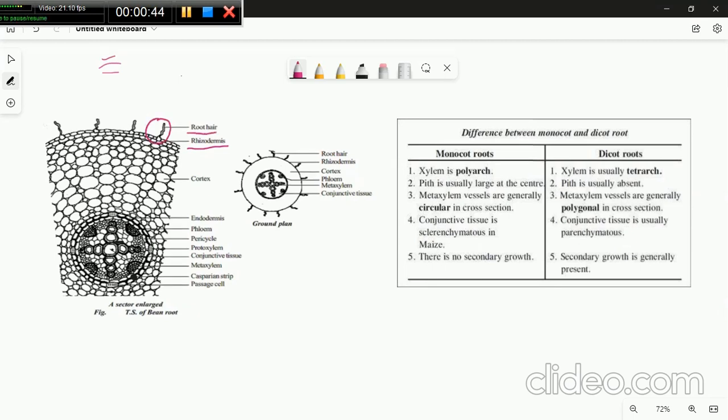You already know about this. This root hair is helpful in the absorption of water and mineral salts, which is called sap. Now followed by the rhizodermis or epidermis, you can see the cortex. Now what is this cortex and what kind of cells is the cortex made up of? So we can write here. The cortex is made up of parenchymatous cells.